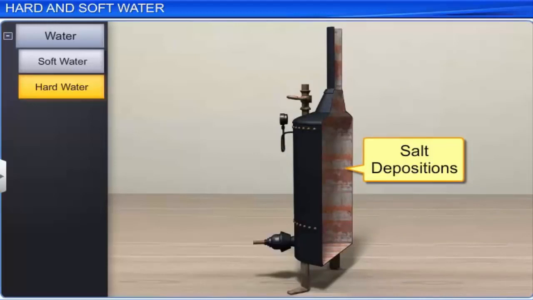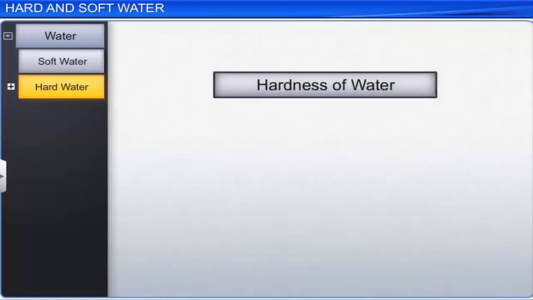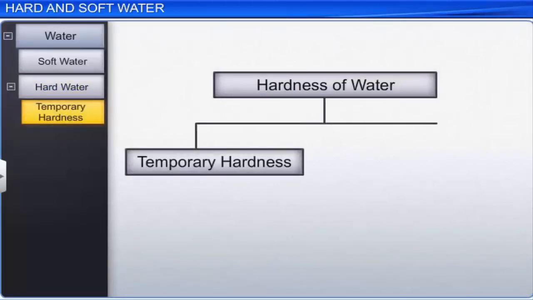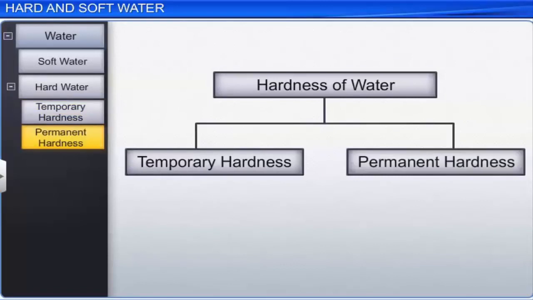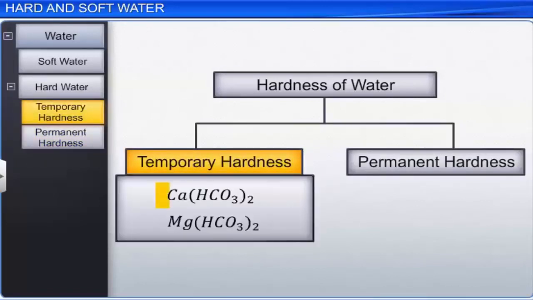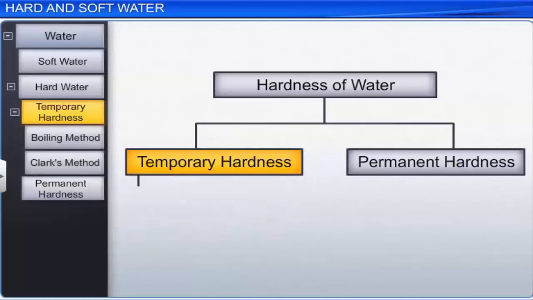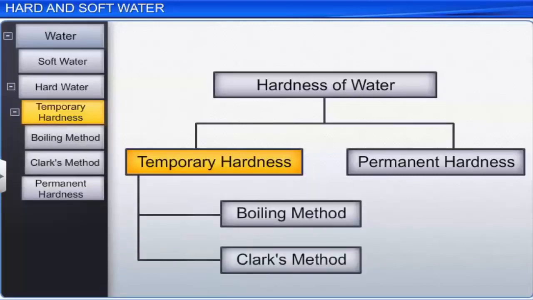Hardness of water can be classified as temporary hardness and permanent hardness. Temporary hardness of water is due to the presence of soluble calcium and magnesium hydrogen carbonates, respectively. There are two common methods to remove temporary hardness. The first method is boiling.